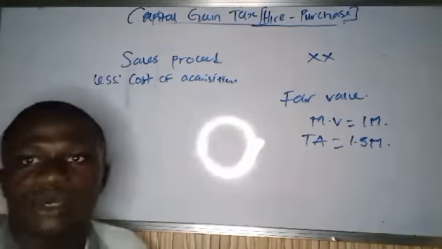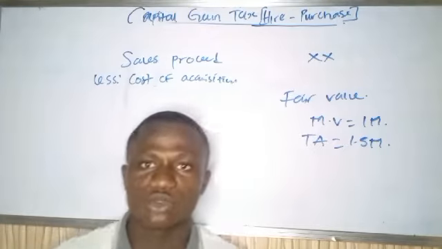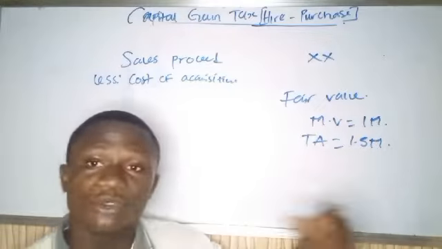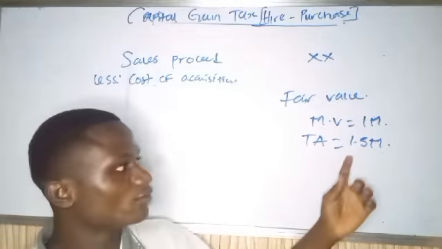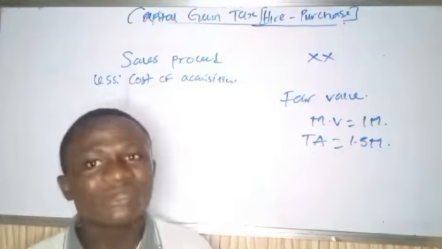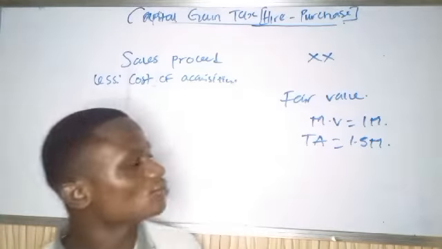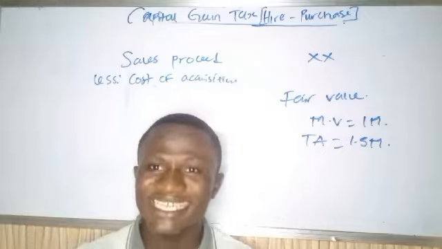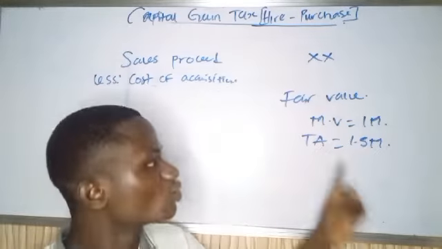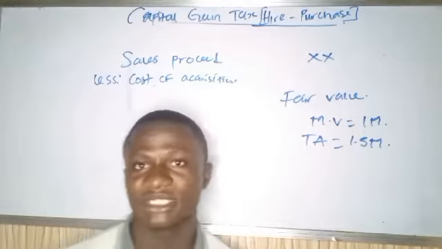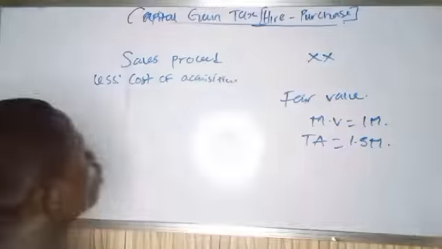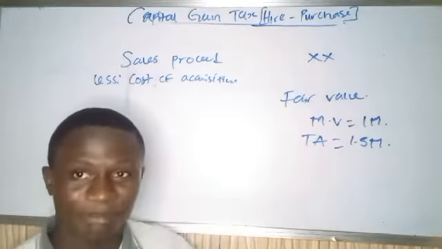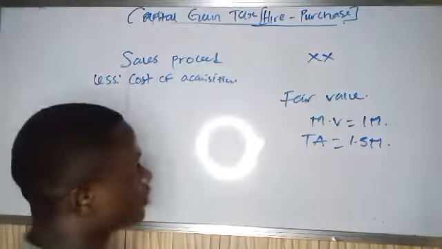Now the question is, in my cost of acquisition, should I use this motor van's market value of 1 million, or because I'm paying by installments, I want to pay 1.5? Now listen, anytime you're having issues with something like this, always go for the market value, which is 1 million naira. So your cost of acquisition does not include the interest you are paying. Yes, and I will show you why.